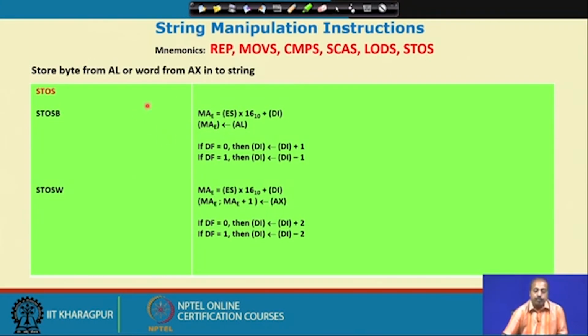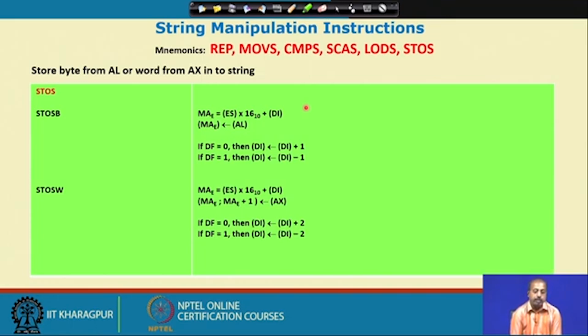Then just the opposite of LODS, we have STOS, store string. Store string again is byte or word. The memory address is calculated as ES times 16 plus DI. STOS uses the destination index register, or DI register, because now we are going to store. That is the destination, so it is taken as ES colon DI, and that will be the destination address.